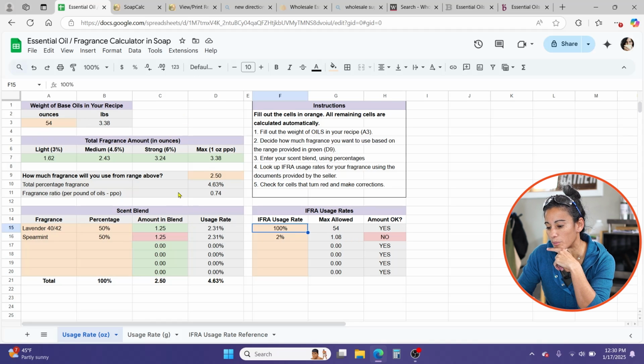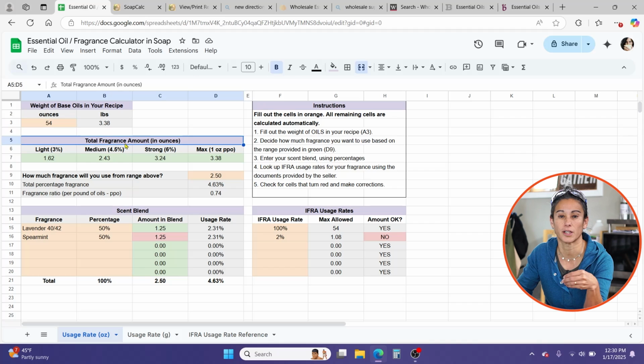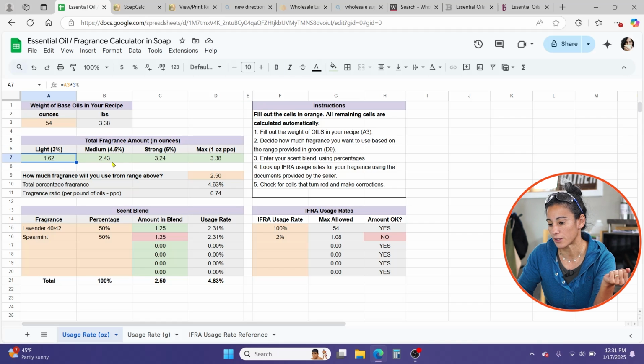And when you're coming up with how much fragrance to use in your bar of soap or in your batch of soap, you want to know how many ounces of base oils you have in your recipe. And you also want to know how much fragrance in total you're going to be using. So 3% is considered light, 4.5% is considered medium, and 6% is considered strong. Now, if you are creating a different type of product that has different usage rates, then you can change the numbers up here to match what you need. So instead of using 6%, perhaps you would use a different percentage.